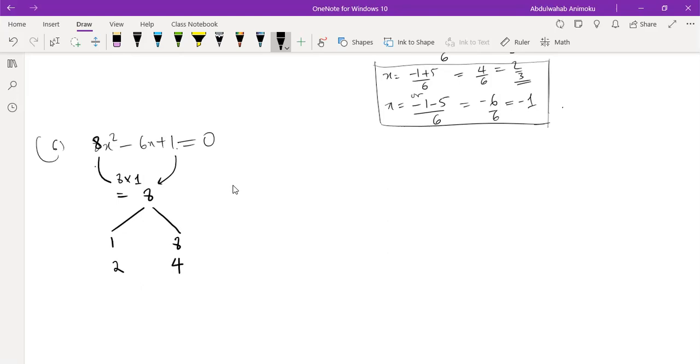So our main aim is that when we multiply these two numbers, we get plus 8, and when we add them together, we get minus 6, right? Okay, so it turns out that it has to be -4 and -2. When you add these two together, you get -6, and when you multiply them, you get +8. So what do we do next? We now replace the middle term -6x with -2x - 4x.